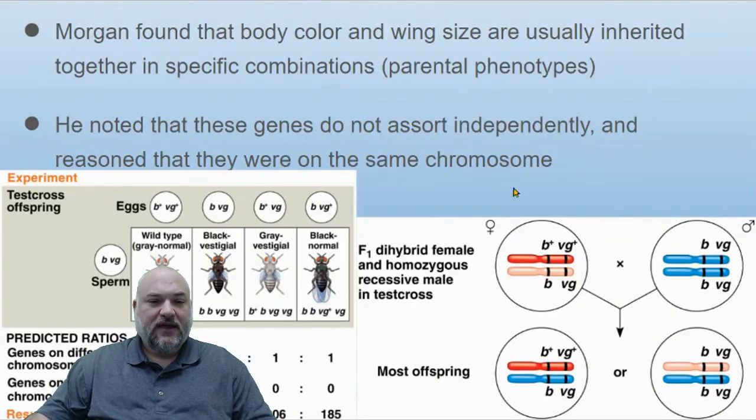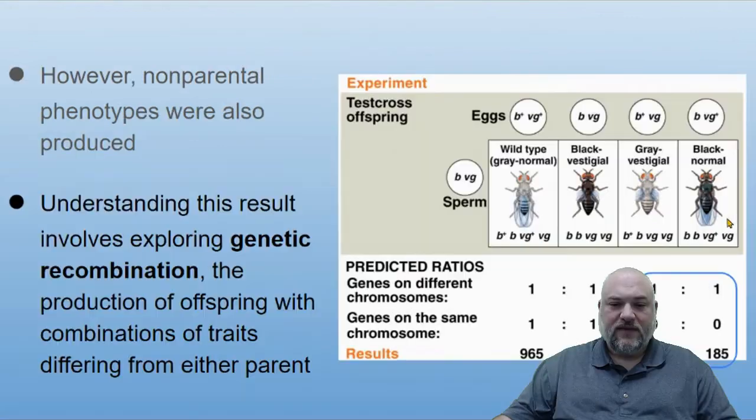So he found the body color and wing size are usually inherited together in specific combinations, the parental phenotypes, where they haven't crossed over. He noted these genes do not assort independently, and reasons they were on the same chromosome, because most of them are. Okay. However, non-parental phenotypes were also present. Right here, you got a few of those non-parental ones. Understanding this result involves exploring genetic recombination, which we've already talked about, the production of offspring with combinations of traits different from the parents.